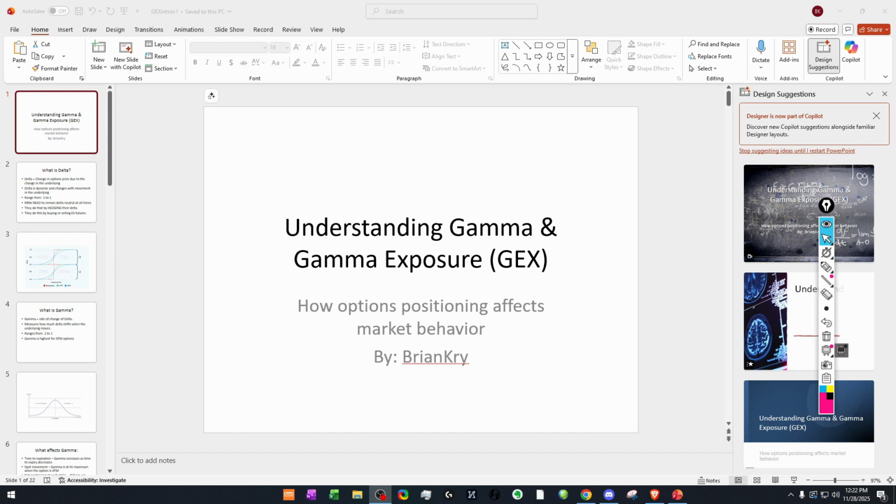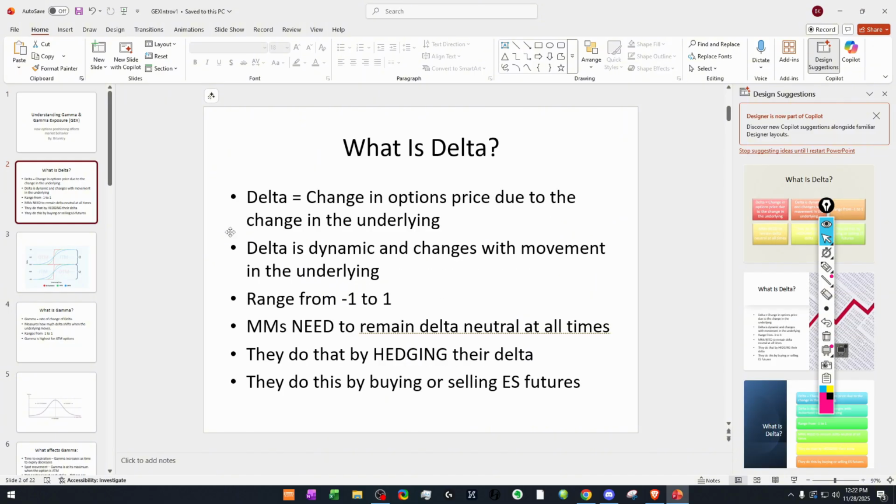Just going to do a quick video on gamma and gamma exposure and how options positioning affects the market. Quick little disclaimer, I'm no options expert. To me, they're still very confusing, but the way I use it, it's pretty easy to understand and it's very useful in my trading. So first, we have to understand what delta is.